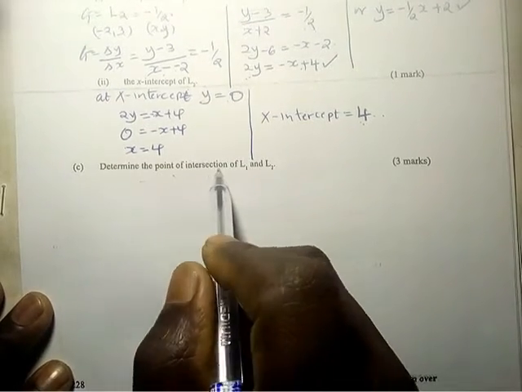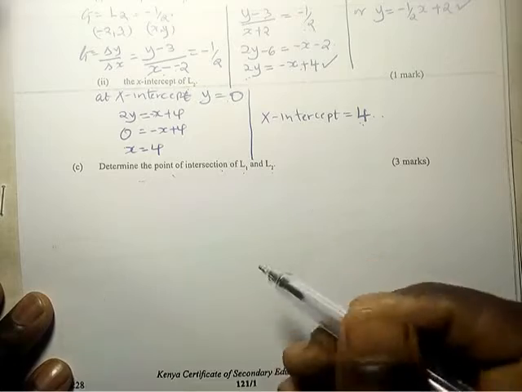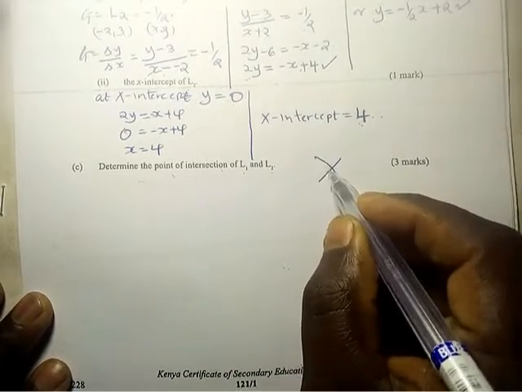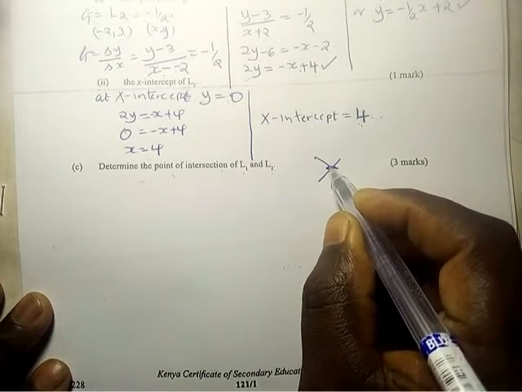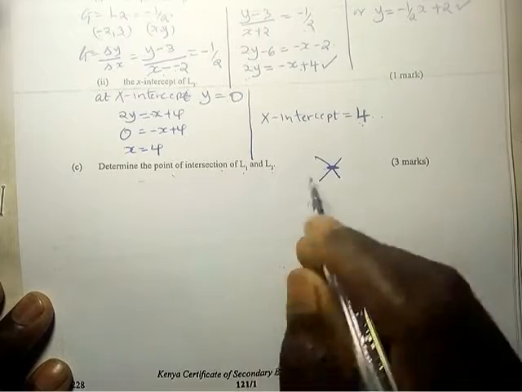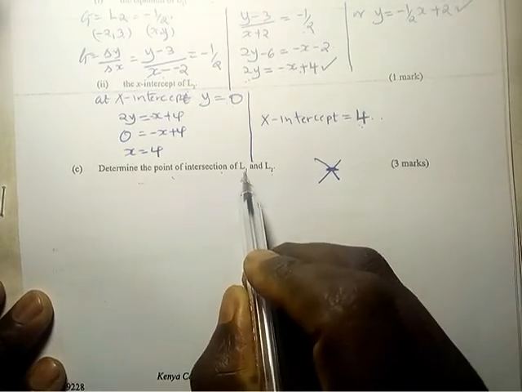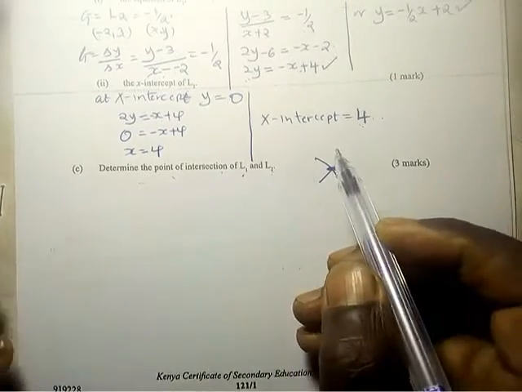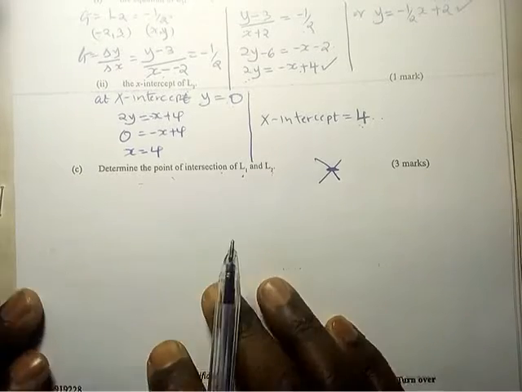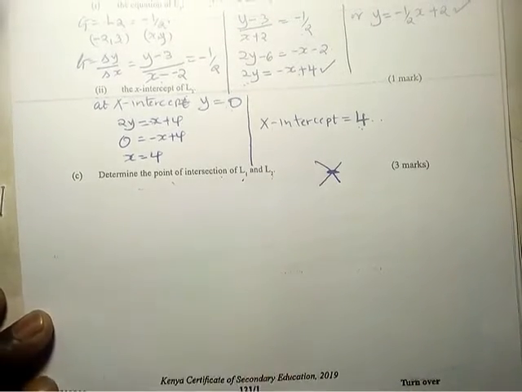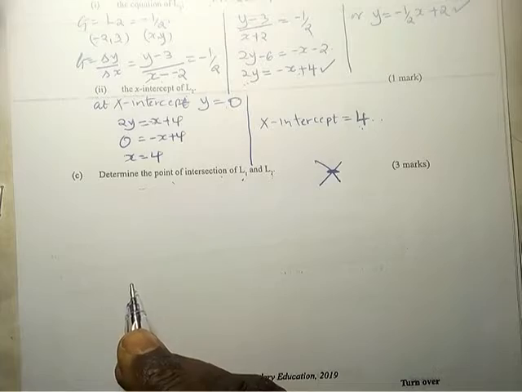Determine the point of intersection of L1 and L2, where the two lines are going to meet. That is what we call the point of intersection. To get that, you solve the equation of line 1 and the equation of line 2 simultaneously, and you get the answer. So the points of x and y where they meet.